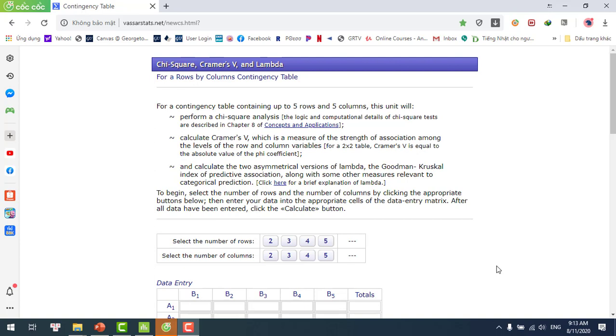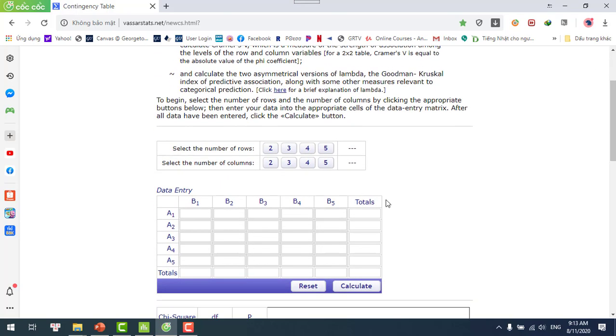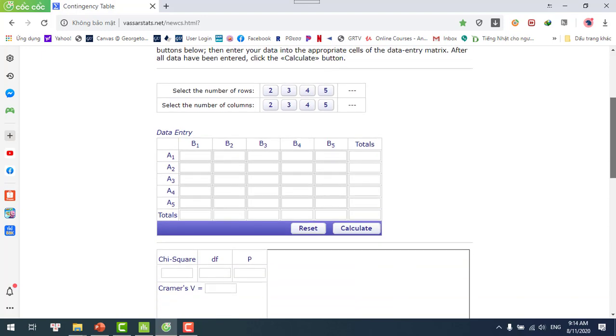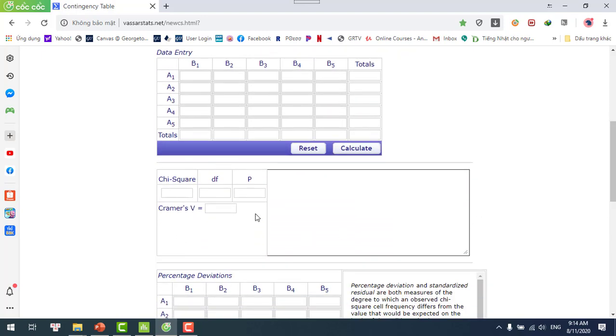So this is what the web page looks like. As you can see, it says chi-square, Cramer's V, and lambda. We'll talk about those later. Here you will select the number of rows and columns. I will show you how to do that. Here you will enter your data, and then here is going to give you the result for chi-square, degrees of freedom, the p-value, and Cramer's V. This is actually what we want. So I'm going to go back now to the PowerPoint, and I'm going to show you what you're going to be doing and entering here.